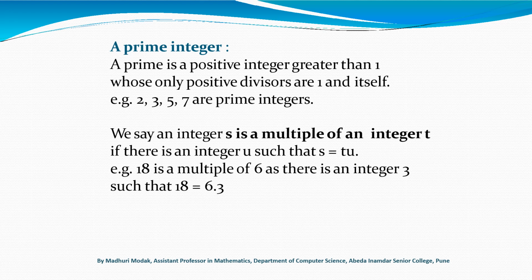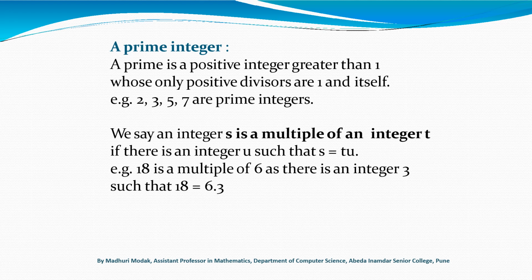Now the next definition is when we say that some integer is a multiple of another integer. We say an integer s is a multiple of an integer t if there is an integer u such that s equals t into u. So whenever we can write some integer as some integral multiple of another integer, then we can say that integer is a multiple of the other integer.